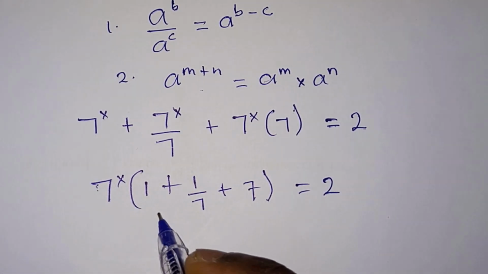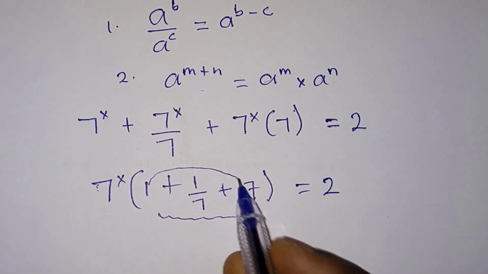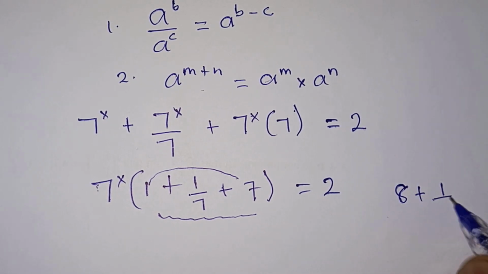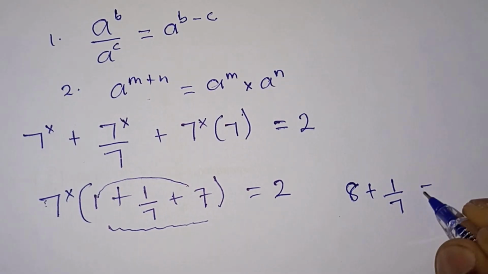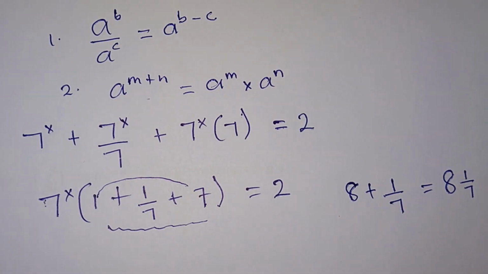Now let's pay attention to what is in the parentheses. We have 1 plus 7, which is 8. So we will have 8 plus 1 over 7. And this is the same as 8 whole number 1 over 7.